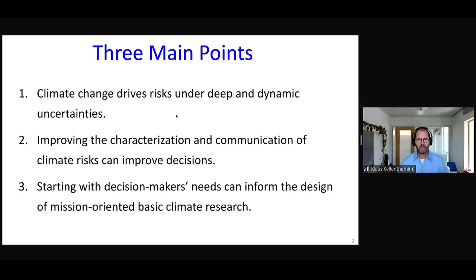I tried to make three simple points. Number one, climate change drives risks under deep dynamic uncertainties. And the key here is dynamic uncertainties, and Rob discussed this very much. Second, improving the characterization and communication of climate risk can improve decisions. And three, the most important one, starting with decision makers' needs can inform the design of mission-oriented basic climate research.